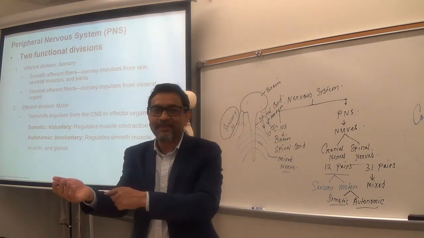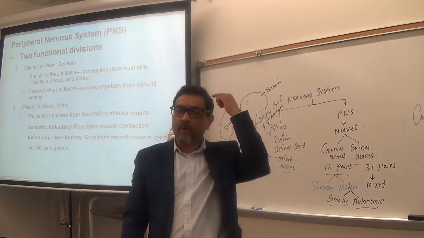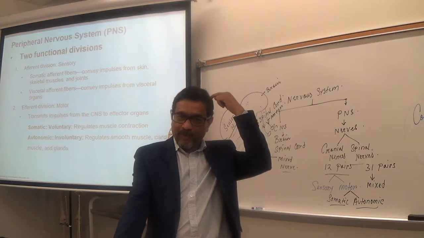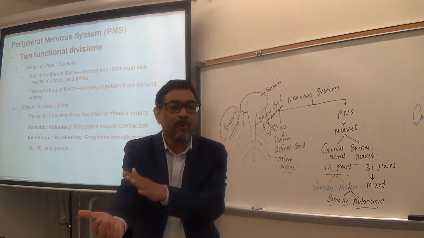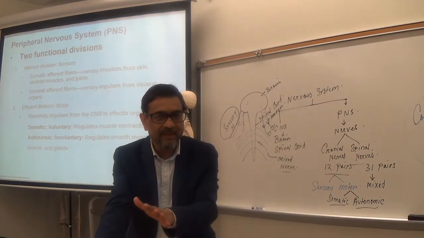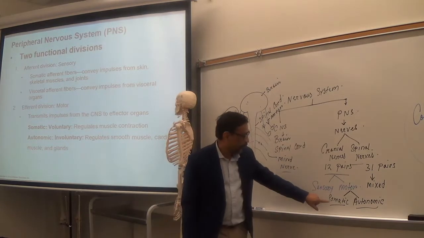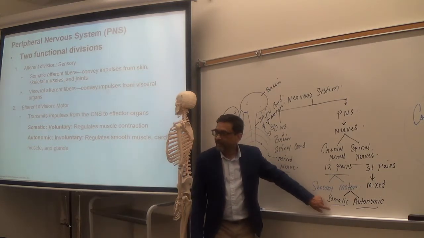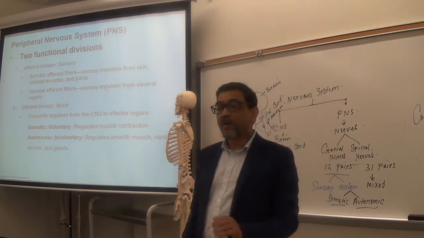Voluntary, right? It's your decision. So you see that motor output going from the brain to the skeletal muscle is voluntary in this case, right? So that is motor, but what kind of motor? Somatic or voluntary? Make sense? To the muscle. Okay.